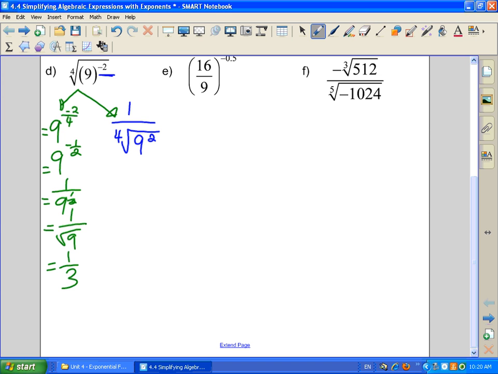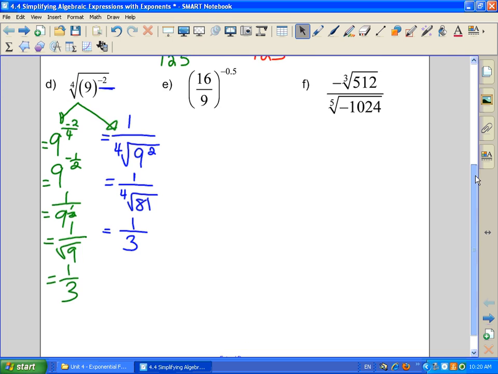Okay? Make it positive. Then I'm going to work inside my square root, which is really like a bracket or an exponent. So it's going to be 1 over the 4th root of, what is 9 squared, ladies and gentlemen? It is 81. And then I plug in my calculator. The 4th root of 81 is 3. So your final answer is 1 over 3.